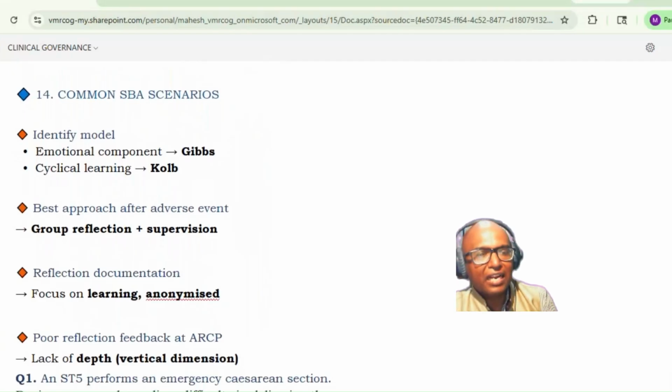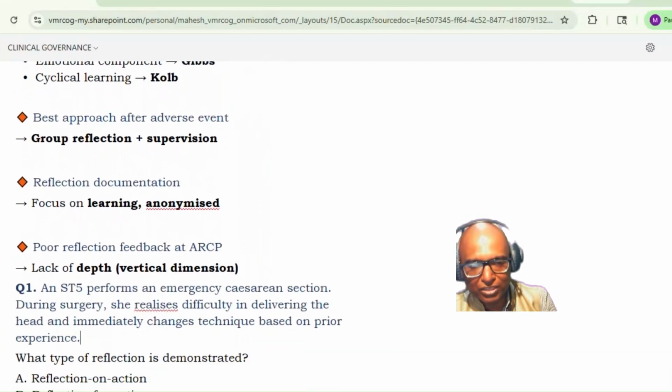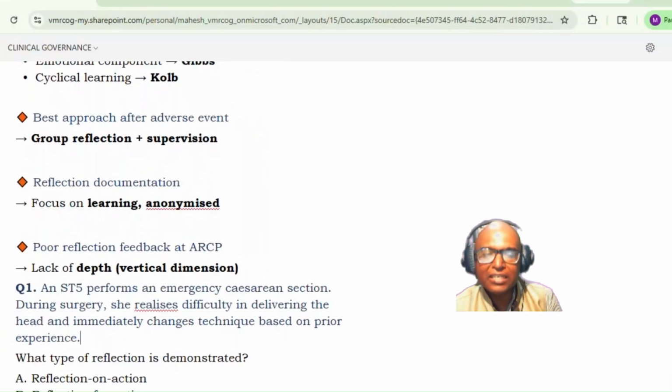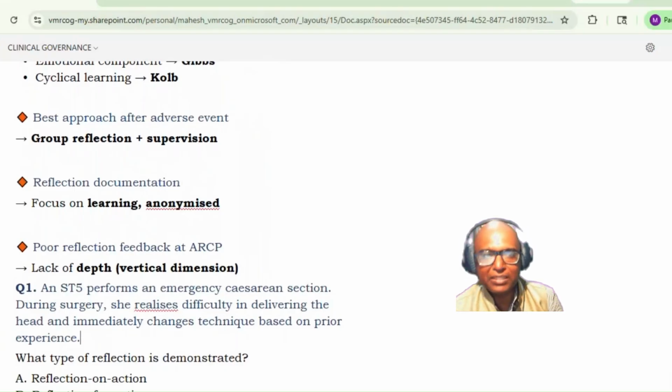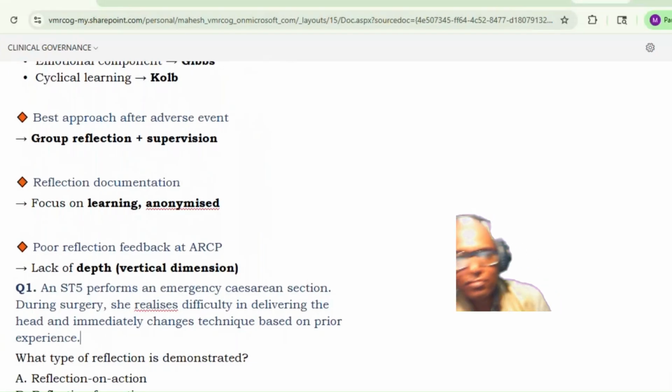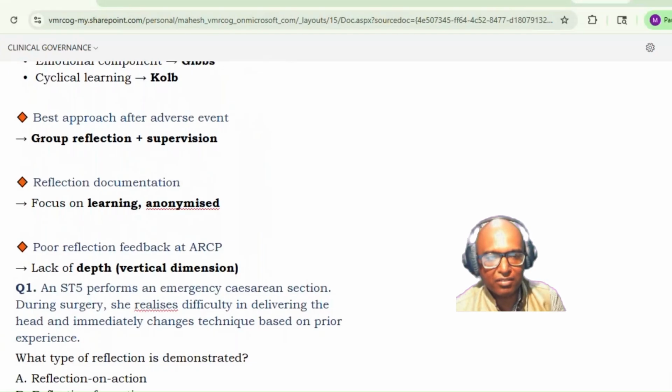Poor reflection feedback at ARCP, what does it indicate? Lack of depth, or the vertical dimension. That also we have seen. It has vertical dimensions, which may be superficial or deep. What we expect is a deep understanding of that particular event. So poor reflection feedback at ARCP denotes a lack of depth. That finishes the topic of reflective practice.